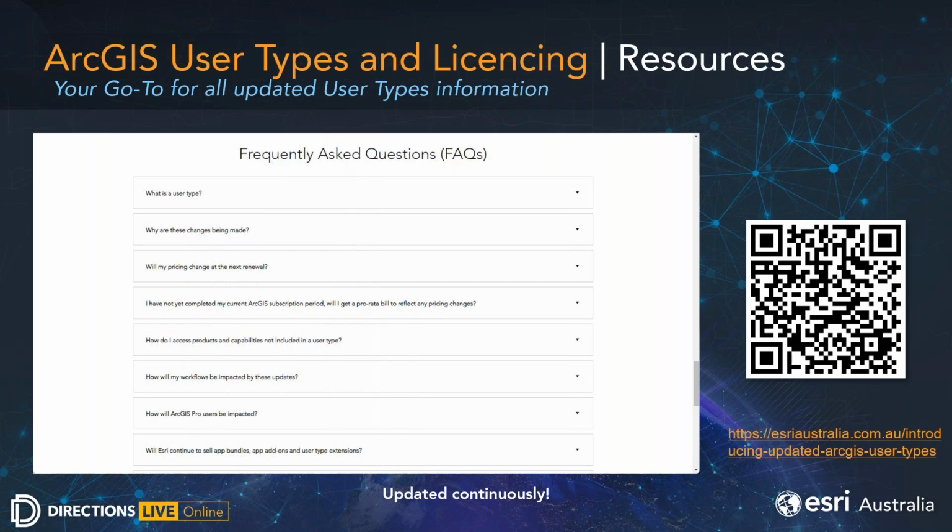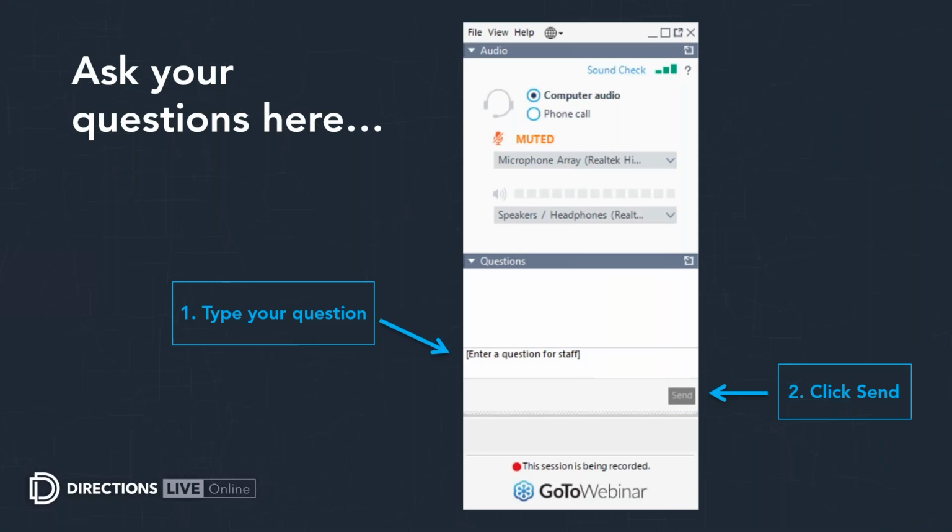Now, please feel free to pause and take a screen grab of the QR code to enable you to quickly and easily access that Introducing Updated ArcGIS User Types webpage. With that, I'll hand back to Mary, and we'll see if we've any questions that have come through.